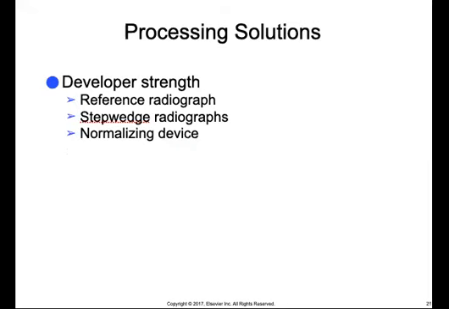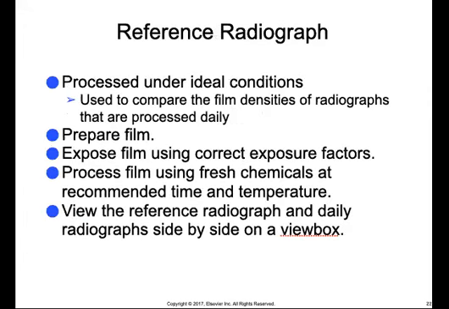Next we'll talk about the processing solutions. These should be replenished daily and changed every 3 to 4 weeks or every month. And we'll check for developer strength by using the reference radiograph, a step wedge radiograph, and a normalizing device. A reference radiograph is something that is processed under ideal conditions and then used to compare the film densities of the radiographs that are processed daily.